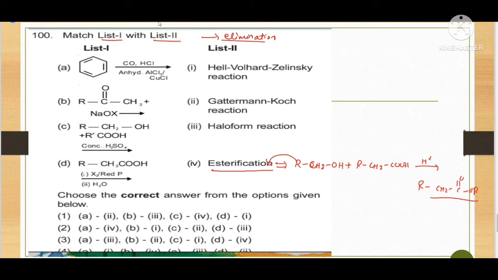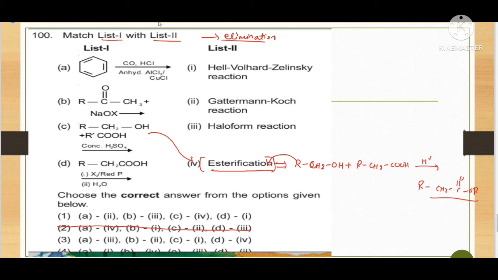Now let us verify the reactions in list 2. Here C matches with 4. Now let us verify the given options. C is confirmly fixed, that is 4. Why? Because it is a very simple reaction. Definitely C is 4. Here C is 2, so you can easily eliminate option 2. Why? Because surely C equals 4, as it's an esterification reaction.